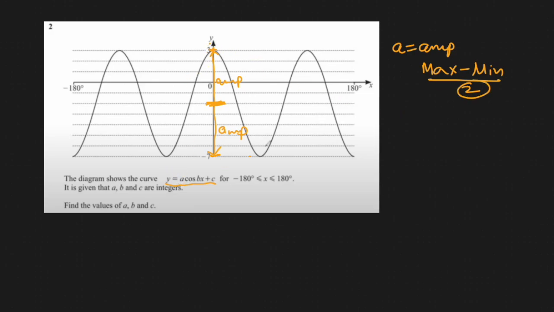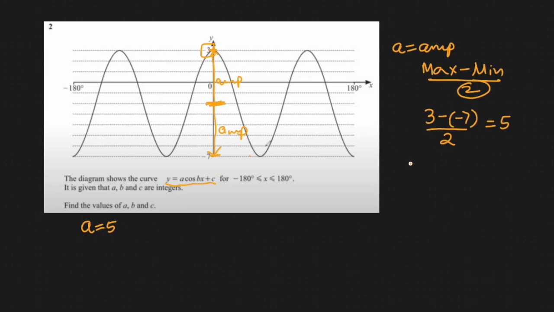What is maximum here? Maximum y, that means 3. Minus, what is minimum? Minus 7. Divide that by 2, which gives us 3 plus 7, 10, divided by 2, 5. So A is 5.